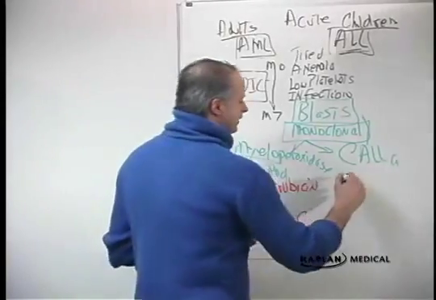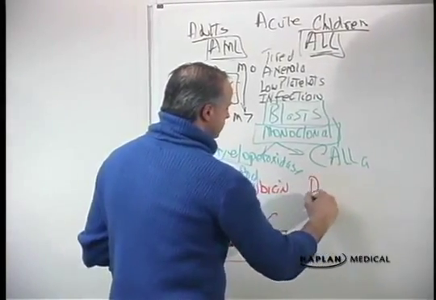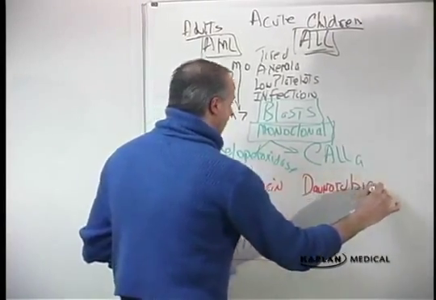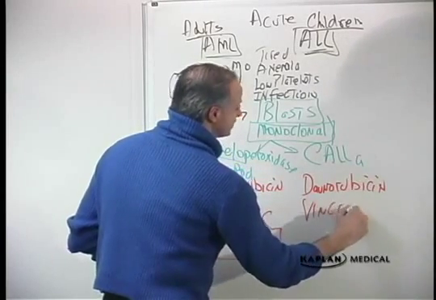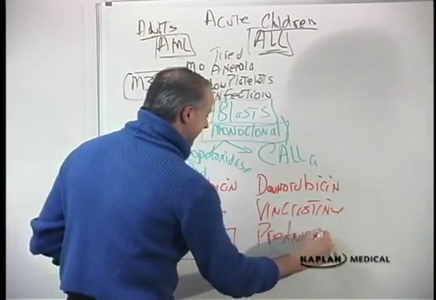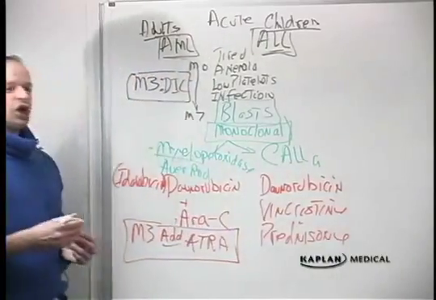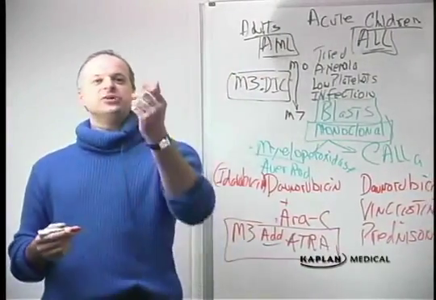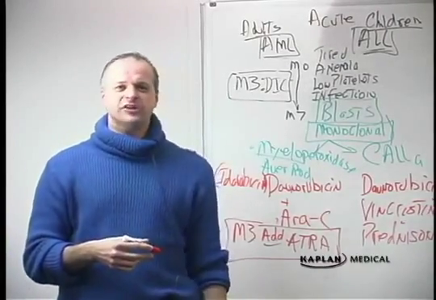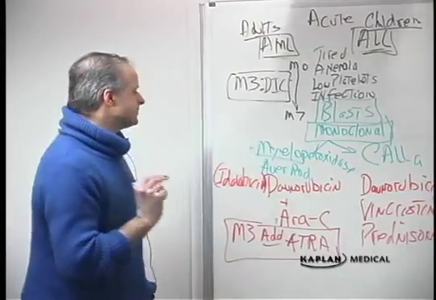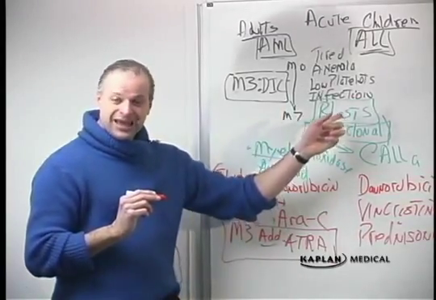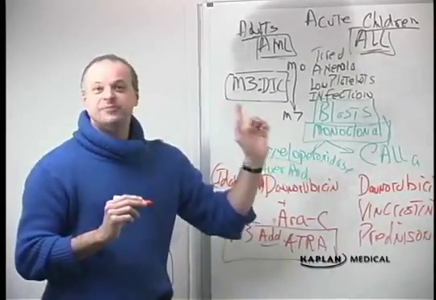Now, ALL is also managed with a combination of daunorubicin, idarubicin, vincristine, and this you don't have to know in order to pass. This is 90th percentile stuff. Prednisone, asparaginase. Now, you give the person chemotherapy and you knock them into remission. You give them chemotherapy and you remove enormous amounts of leukemic cells, and you finally get them down to where they're in remission. Remission means I can no longer see blasts in the blood, and I can no longer see blasts on the smear of the marrow.